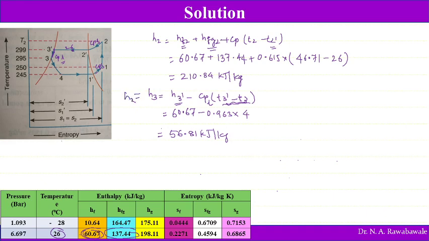H4 is equal to H3, and H3 is equal to H3 dash minus Cpl times (T3 dash minus T3). This is given in the problem, and Cpl is also given in the problem. So we get this as H3.